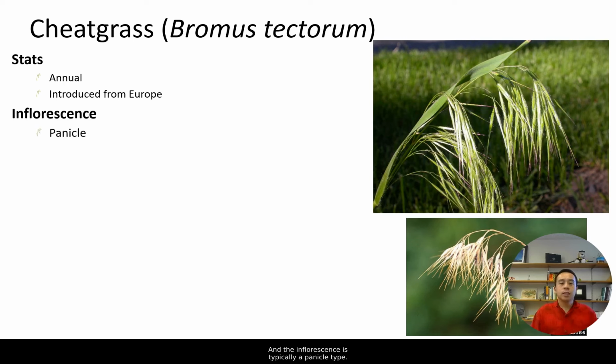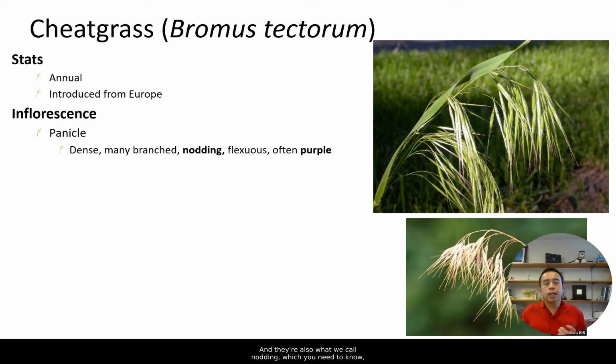And the inflorescence is typically a panicle type, and the panicles typically are dense and many branched, and they're also what we call nodding, which you need to know. That's why it's bolded, which means it's essentially just hanging over at the end, nodding with the wind. And oftentimes the awns are a little bit purplish, as you can see in the photo directly above. And they're also flexuous, which means they are flexible and can move around without breaking.